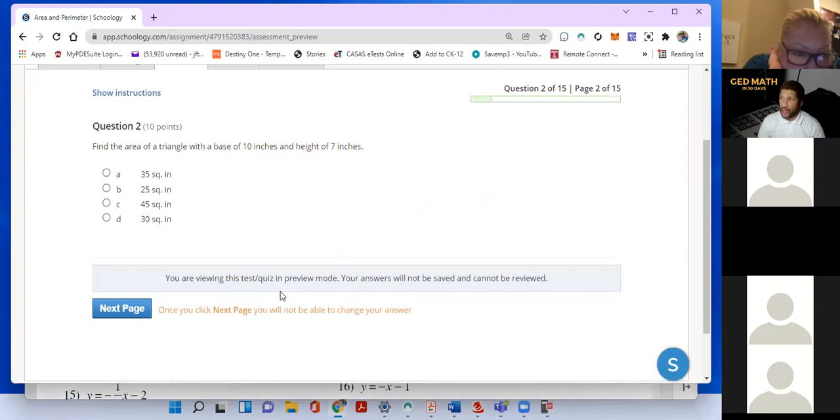Find the area of a triangle with a base of 10 and a height of 7. And then send me your answer in the chat. These types of questions, they'll have the shape of the triangle or cylinder or something like that, though.